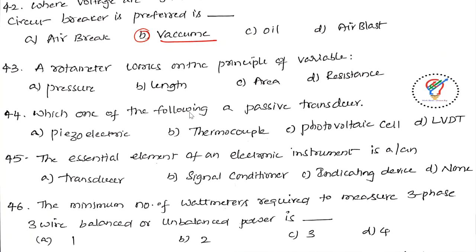Next one, the rotameter works on the principle of variable. The rotameter is used to measure the flow rate. Options are pressure, length, area, resistance. So the answer is that it works on the principle of variable area.